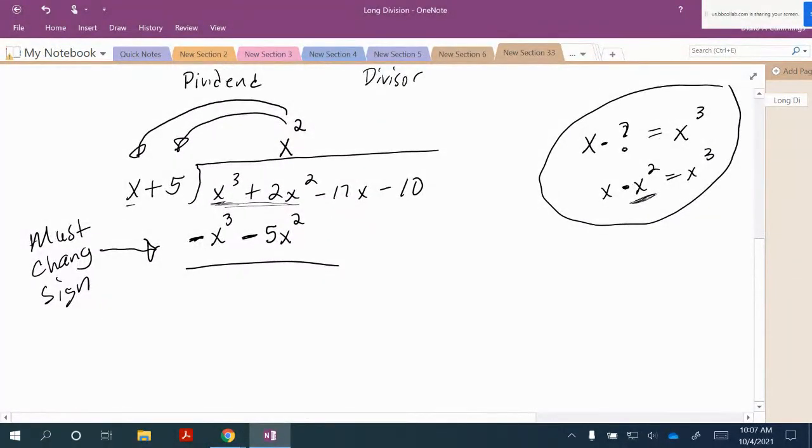So now we're going to simplify. Once you change the signs, notice that these first terms will cancel, which is what you want to happen. 2x squared minus 5x squared is negative 3x squared. And because we have two terms in our divisor, we must maintain two terms. So I'm going to bring down the minus 17x.